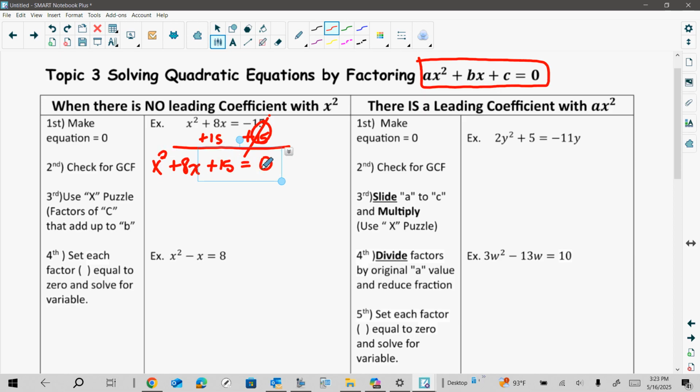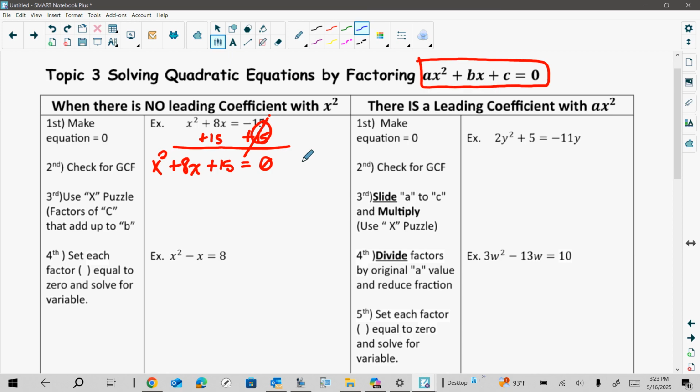Okay. We check for a GCF. We don't have a GCF here because there's no common factor. So now we're going to use the X puzzle to find factors of C. C, remember, is your last term, which is our 15 here, that add up to B. B is our middle term, which is our 8 here.